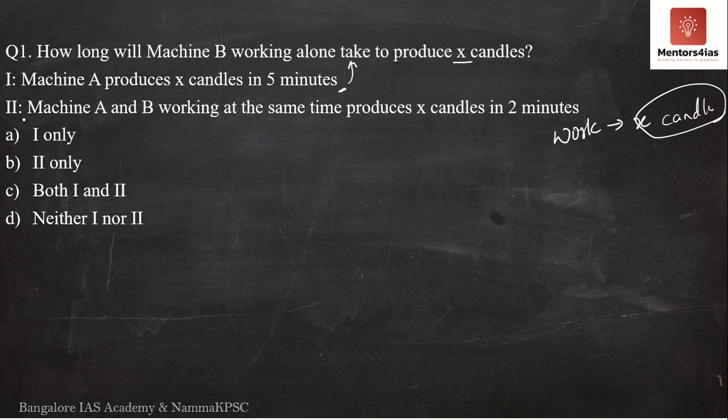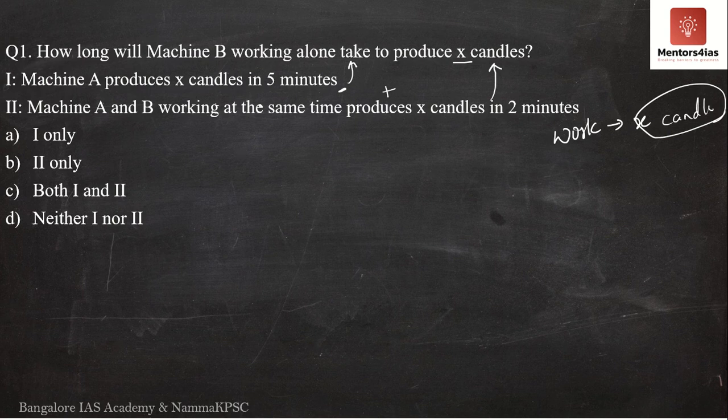How about statement 2? Statement 2 says machine A and B working at the same time produces X candles in 2 minutes. Meaning if machines A and B work together, that is when we are able to produce X candles in 2 minutes. From this, are we able to answer this particular question? No. But what if we consider both statement 1 and 2? Then don't you think we should be able to answer the question? It is very simple, don't you think?